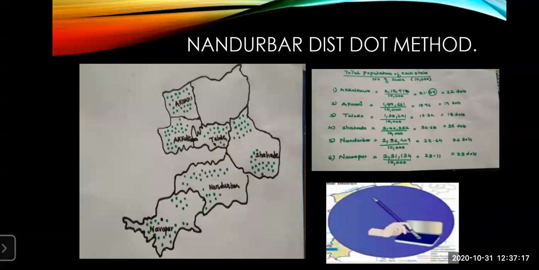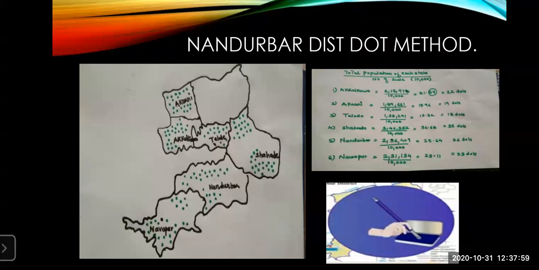Now Nandurbar is 2,56,409. So 2,56,409 divided by the 10,000 scale, you will get the answer 25.64. Here 64 is greater than 50, so you're going to consider the next number, that is 26. So Nandurbar will represent 26 dots. Then Nawapur is 2,31,134 divided by 10,000. So it is equal to how much?